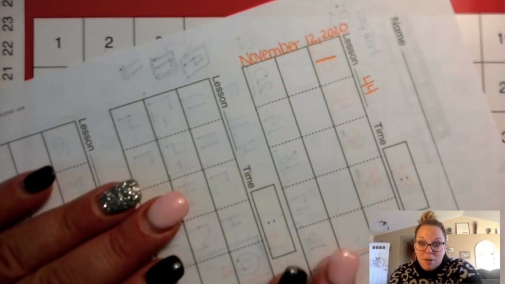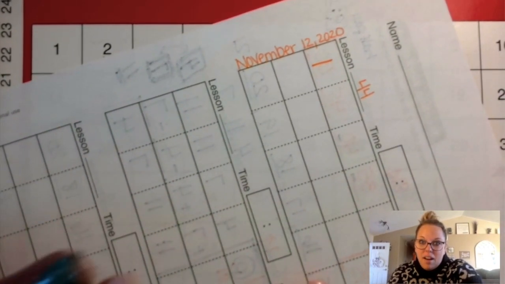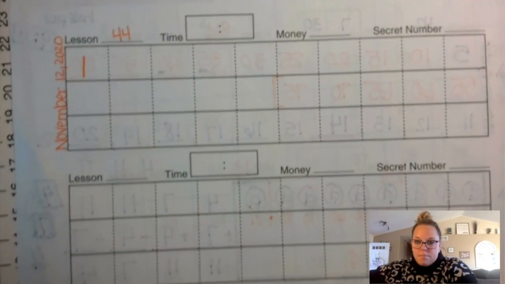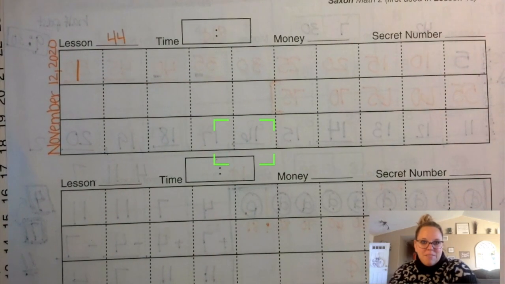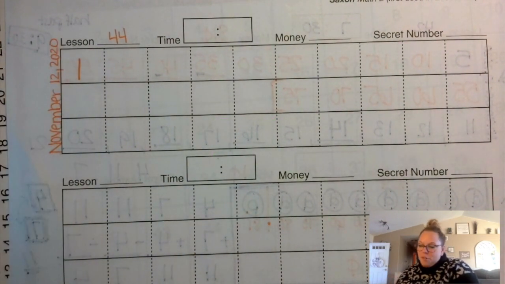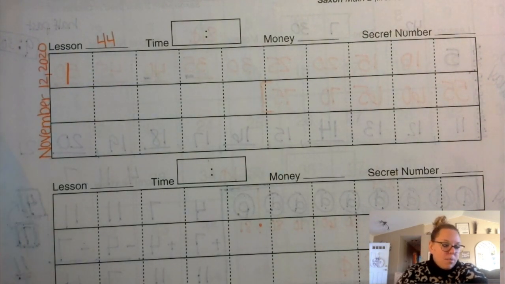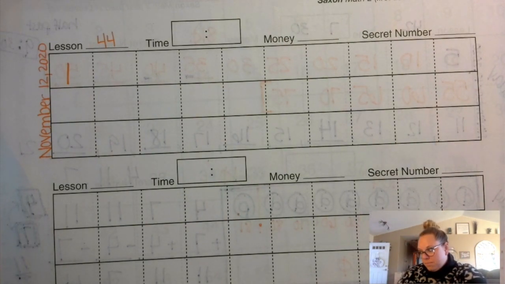November, November. November 12th, 2020. I'm going to just re-zoom in on here. Let's fix this so it's a little less blurry. There we go. All right, so we're on lesson 44 today. And the number that we're starting with today is the number 1 in our counting. So make sure that you have the number 1 up there.